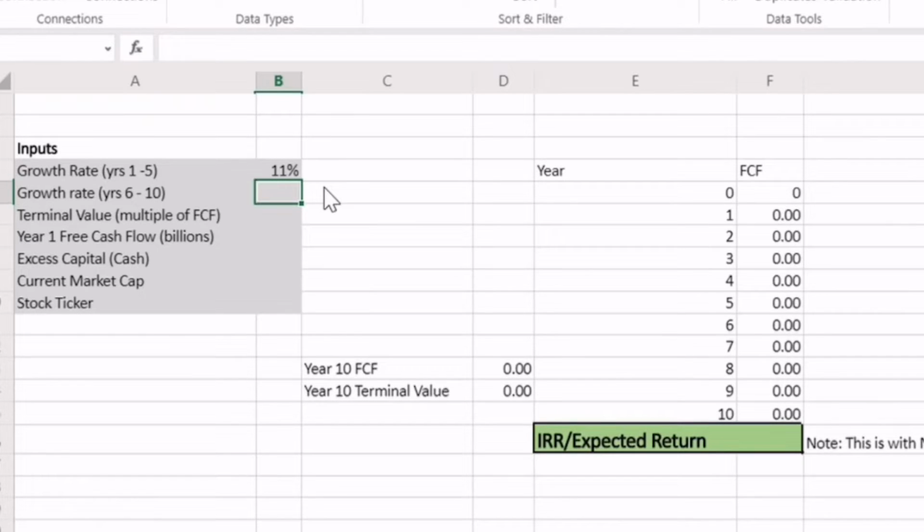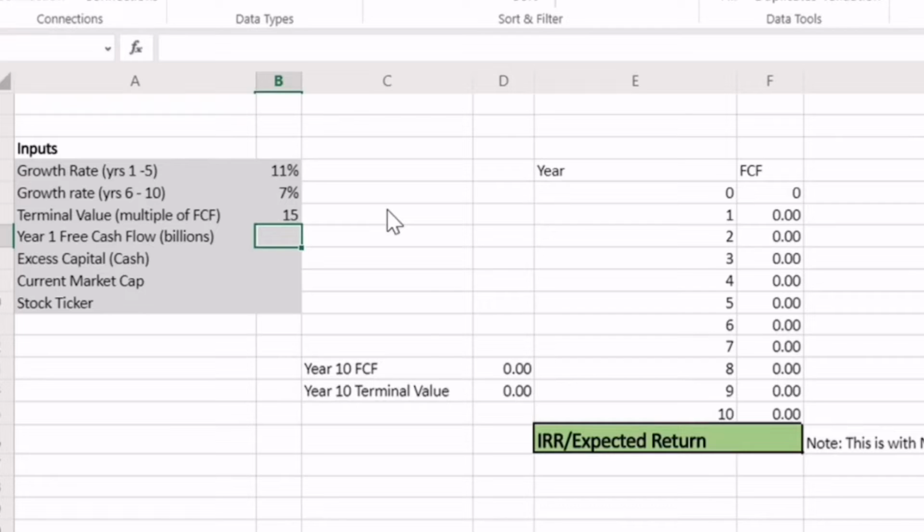So for years 1 to 5, I'm going to go with 11%. For years 6 to 10, I'm going to be a bit more conservative and go 7%. For the terminal value, so this is basically how much we think we could sell this business for in 10 years, for most of my analysis work, I basically use a free cash flow multiple of anywhere from 10 to 15. Apple is a fantastic business, so I'm going to use right at the higher end of that range and say that I can sell Apple in the final year for 15 times their year 10 free cash flows.